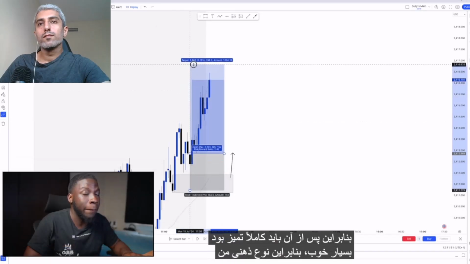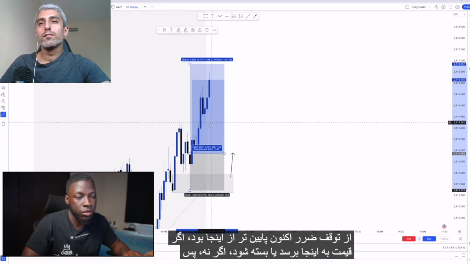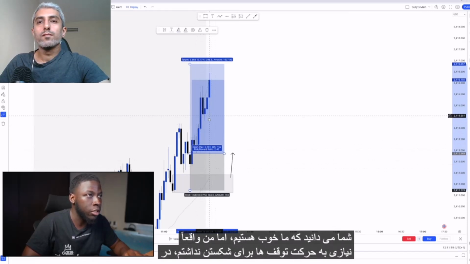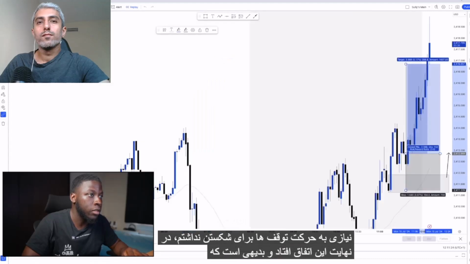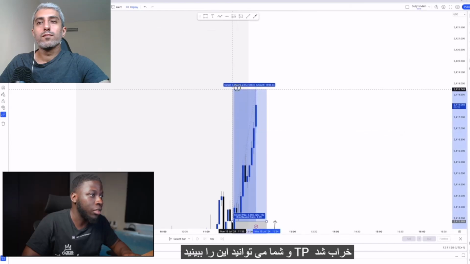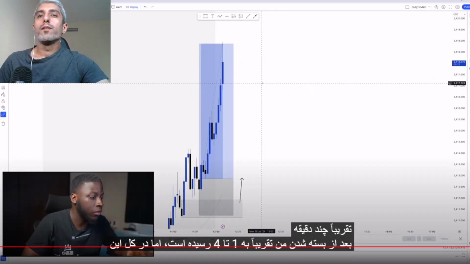So my mental stop loss was now below here. If price comes here I'll close, if not then we're good, but I didn't really need to move stops to break even. Then eventually this played out and obviously smacked TP, and you can see this pushed all the way up to almost a 1 to 4 in a few minutes after I closed.